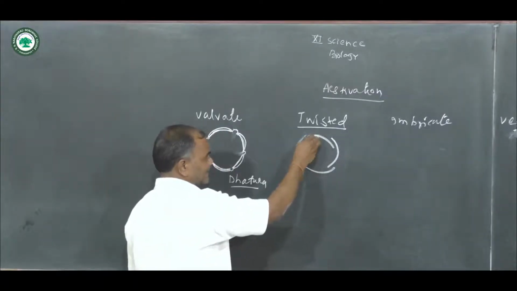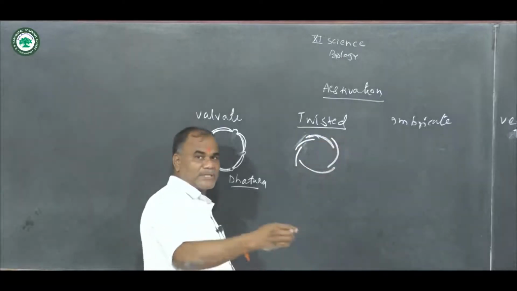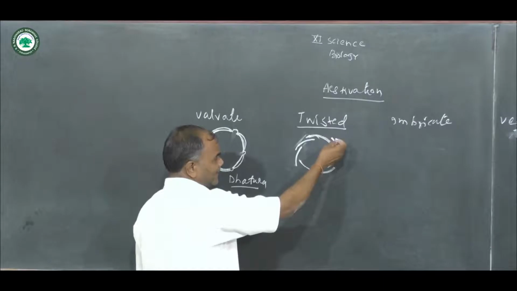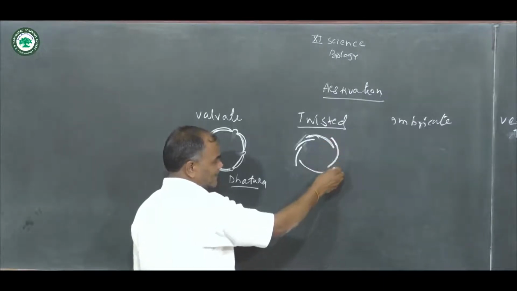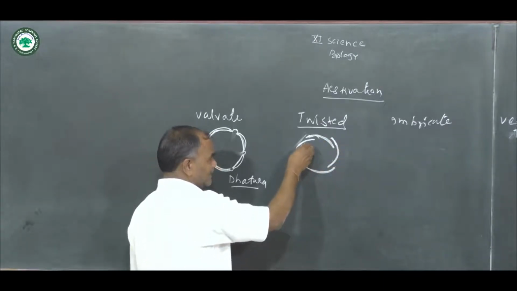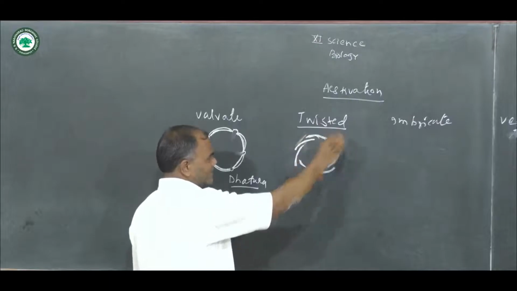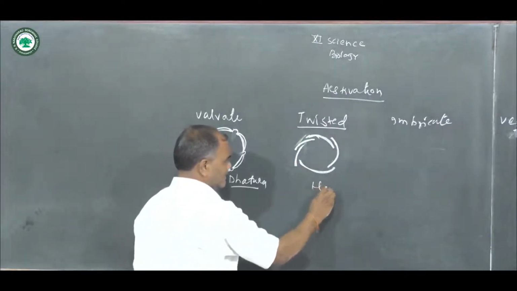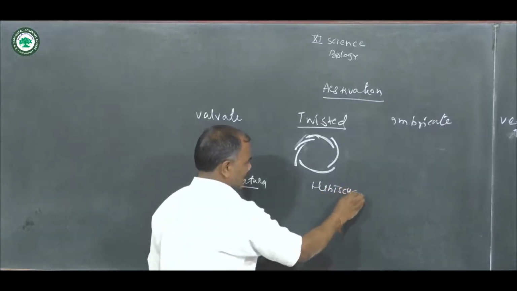See, one margin is the outer and the other margin goes inner to the next sepal as well as petal. So the other margin of this sepal as well as petal is the outer and the next is the inner. So these are continuously overlapping. This type of arrangement of the flower is known as twisted aestivation. This type of arrangement will be found in Hibiscus rosa-sinensis.